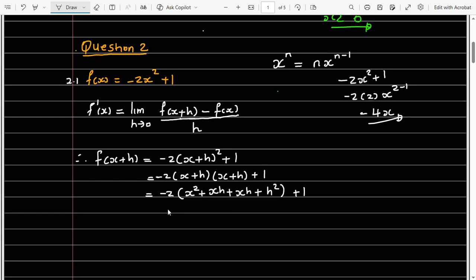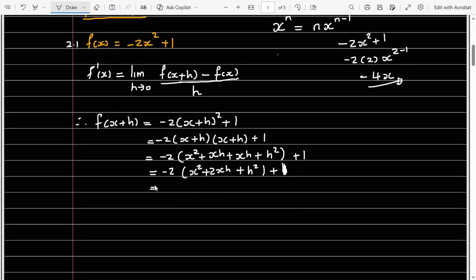Do we have like terms? Yes, we do. So this is minus 2 into x squared, xh plus xh. Those two are the like terms. Let's add the two terms and say this is my 2xh. Then we're going to add h squared. What's next? This is plus 1. Next, we multiply out the bracket by that negative 2. So this will be negative 2x squared minus 4xh minus 2h squared plus 1. That is my f of x plus h, ladies and gents.